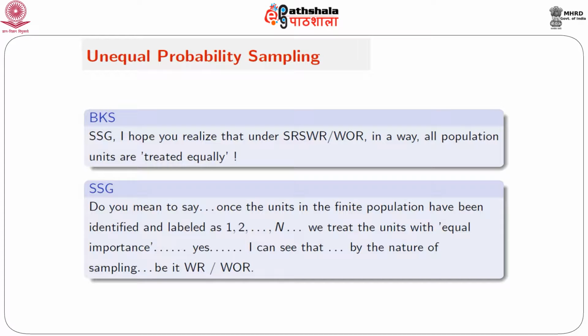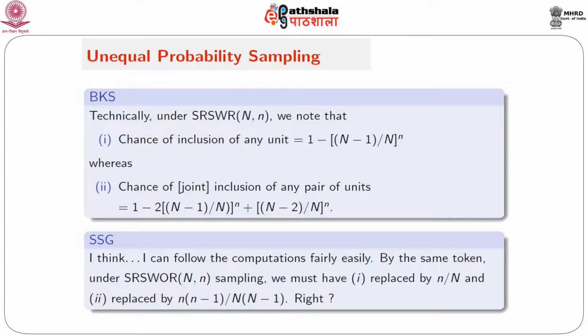Do you mean to say once the units in the finite population have been identified and labeled as 1, 2, ..., capital N, we treat the units with equal importance? Yes, I can see that, by the nature of sampling, be it with replacement or without replacement. Technically, under with replacement, we note the chance of inclusion of any unit. The meaning of chance of inclusion of any unit is: what is the chance that, for example, unit number 1 will be included in a sample drawn according to with replacement sampling. Because there is a possibility of repeat, you always go by negation. Chance of inclusion is 1 minus chance of exclusion. That exclusion means total exclusion from every sample. That is why the chance of exclusion is (n minus 1 over n) to the power n. That means the unit is totally excluded. So, 1 minus that is the chance of inclusion in at least one place out of the n trials that you are making. That is the idea of getting this result.